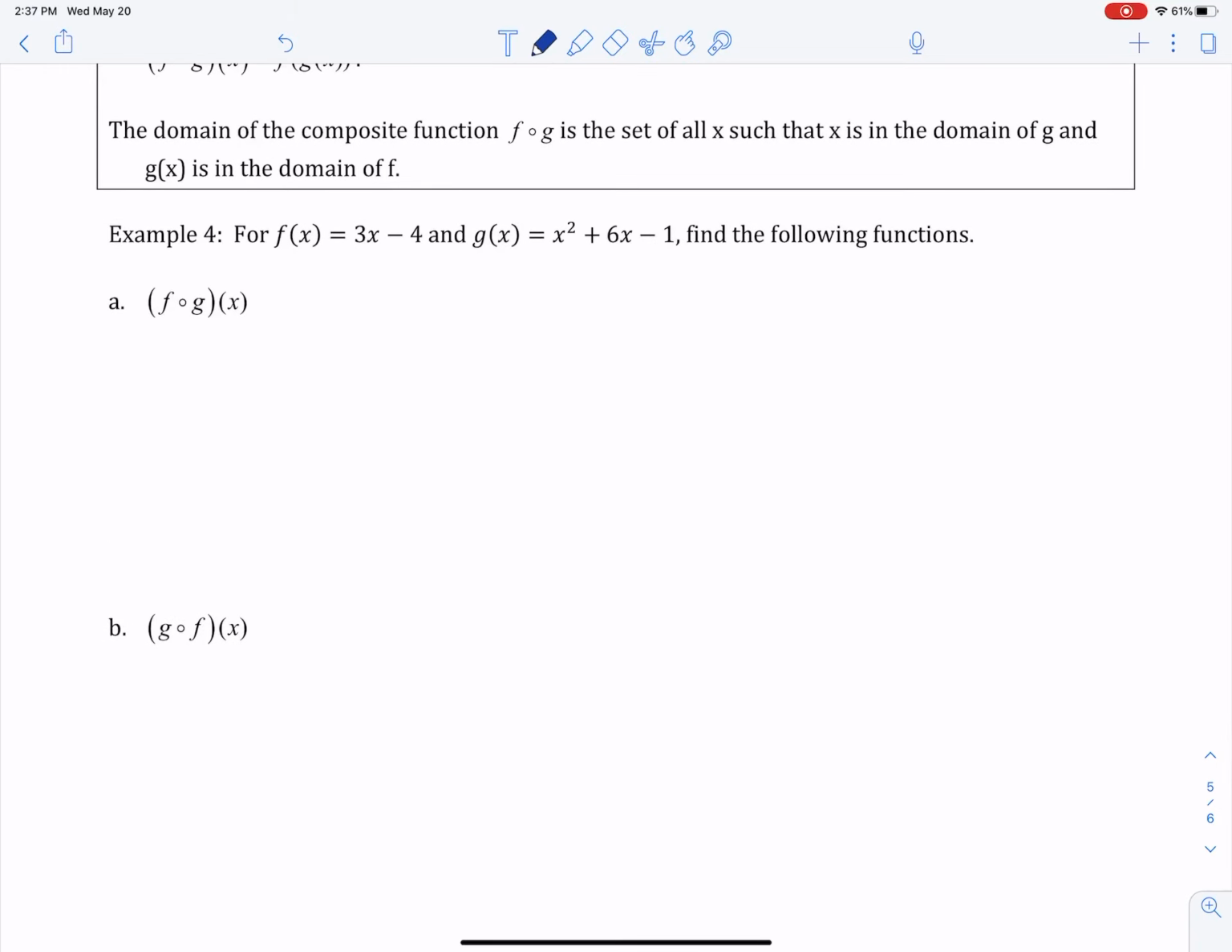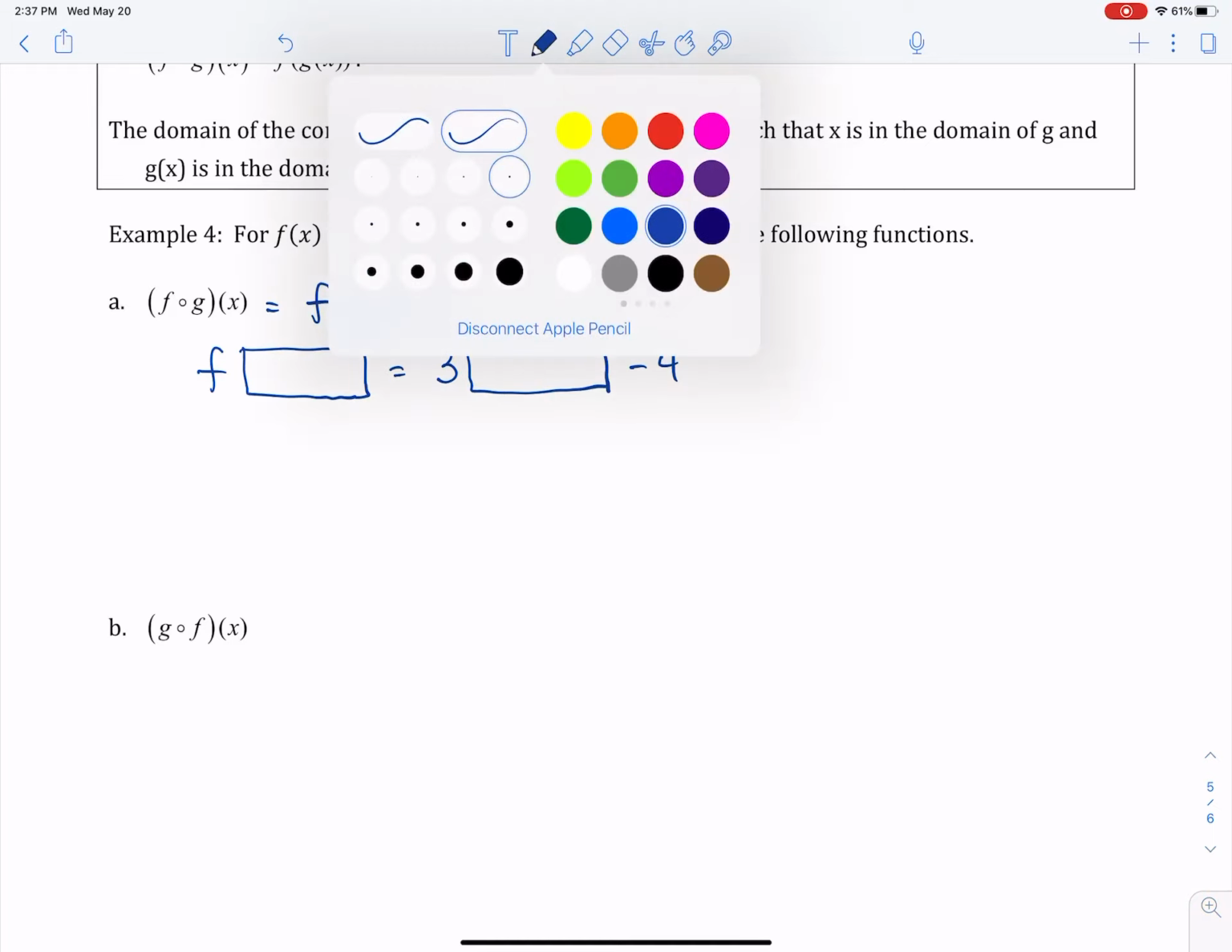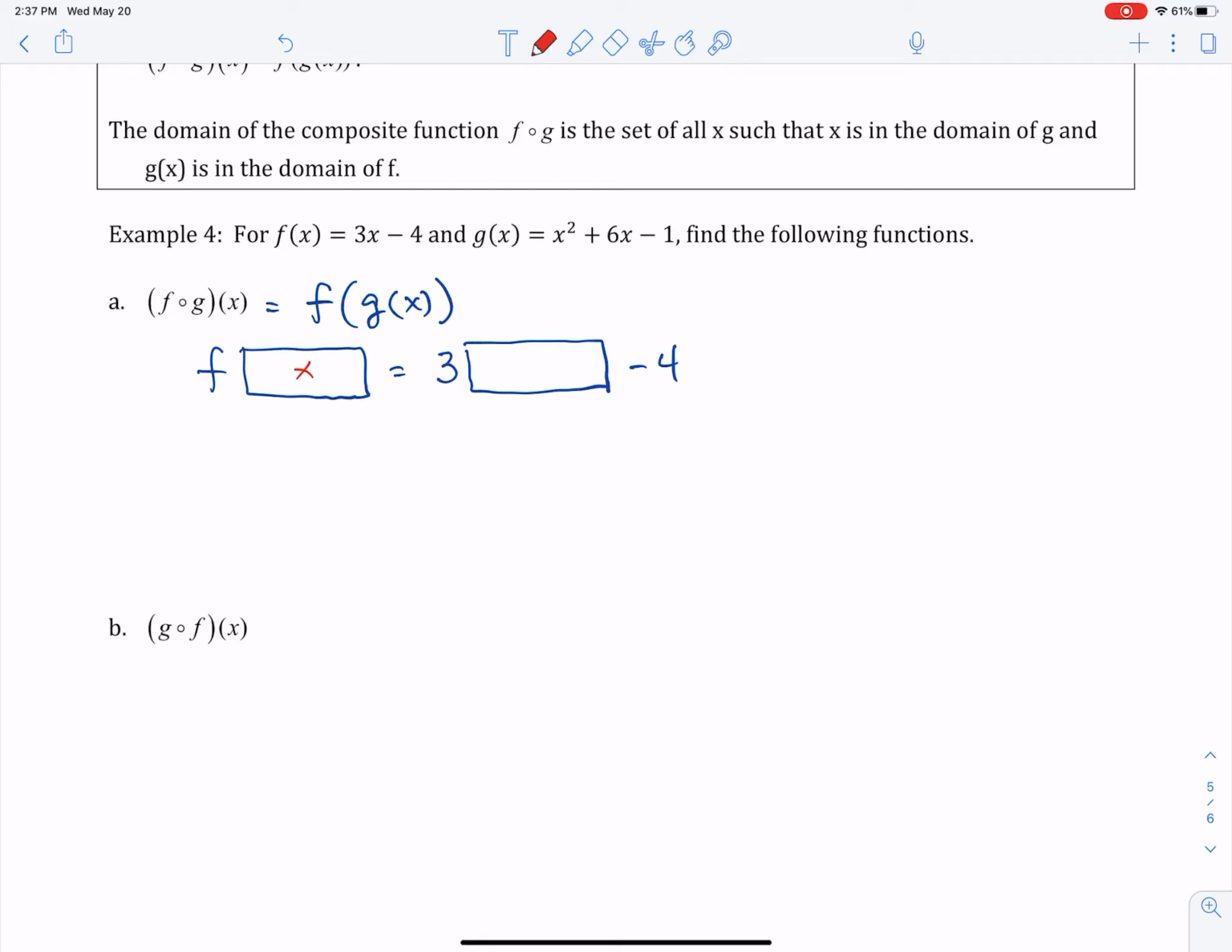Example, f of x is 3x minus 4 and g of x is x squared plus 6x minus 1. Create f of g of x. Well, by definition, this is the function f when the argument is g of x. I'm going to show here with my boxes that the function f of some something is the same as 3 times this something minus 4. So if that something is x, then I'm going to do 3 times x minus 4. But if this something is g of x, then I'm going to multiply 3 times g of x.